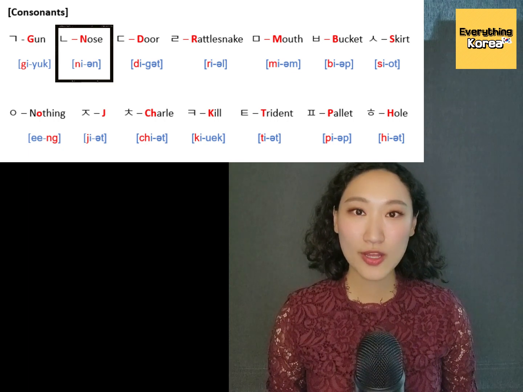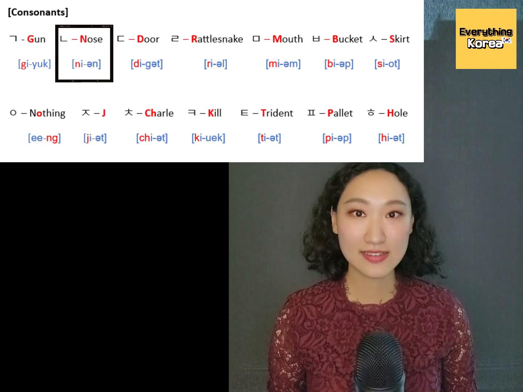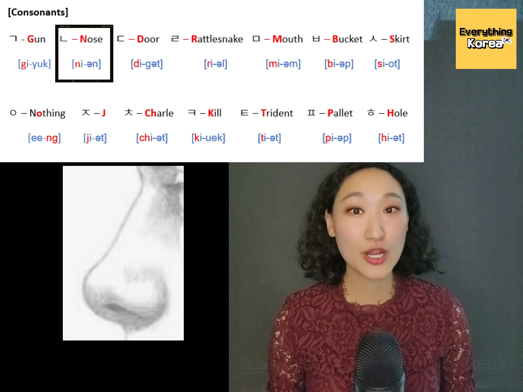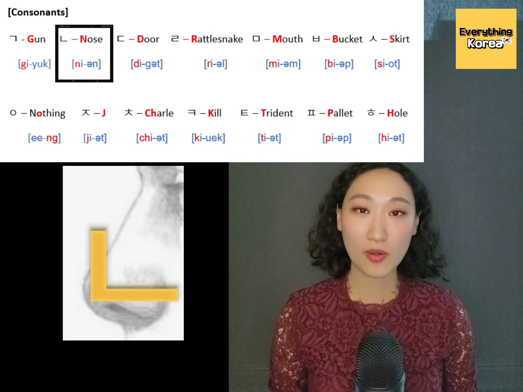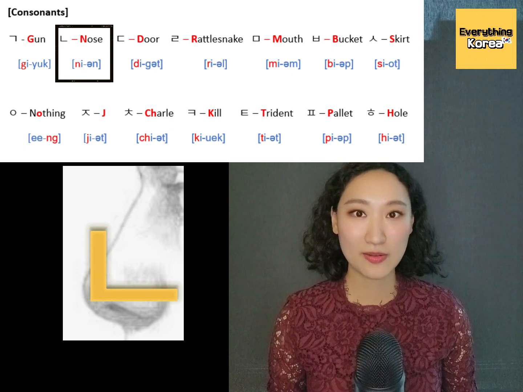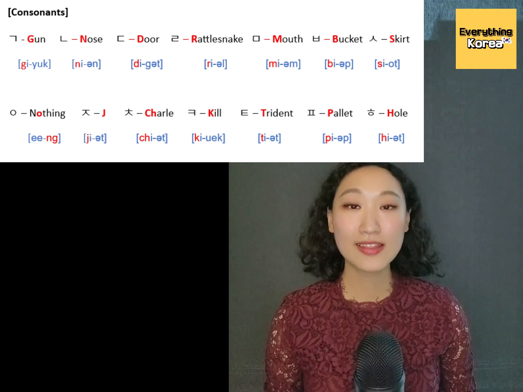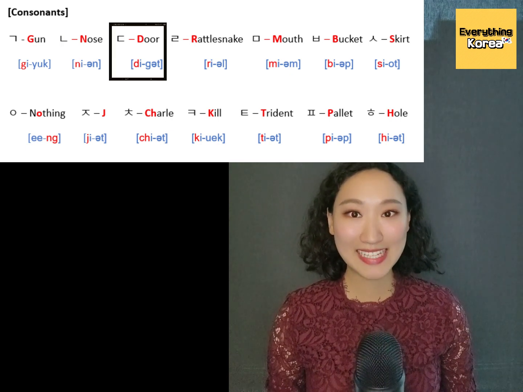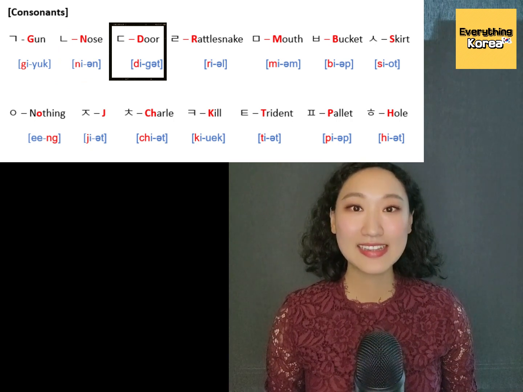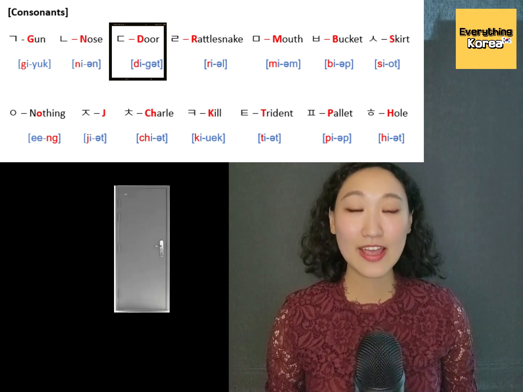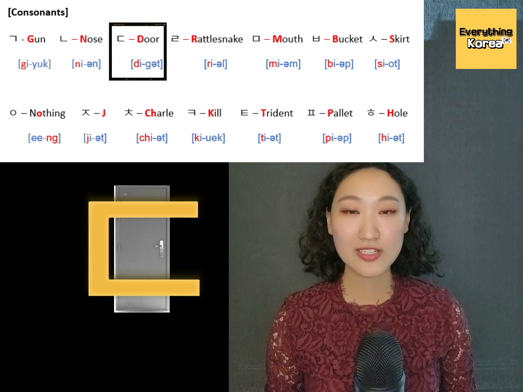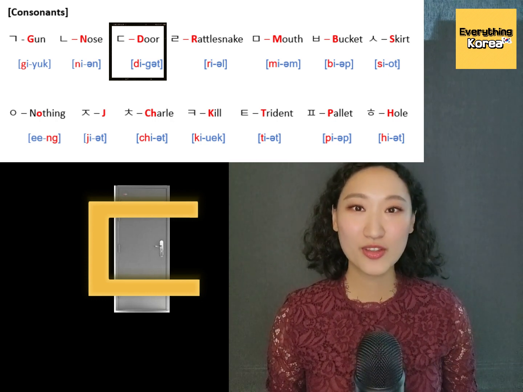The next one is 니은. It looks like a nose. So remember the N sound. Then the next one is 디귿. It looks like a door. So remember the D sound.